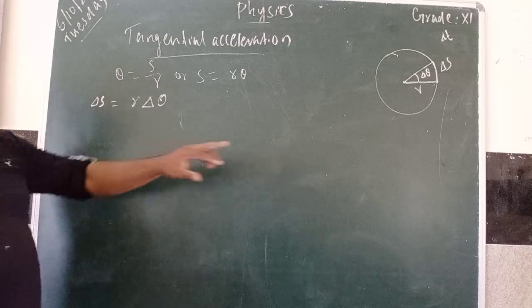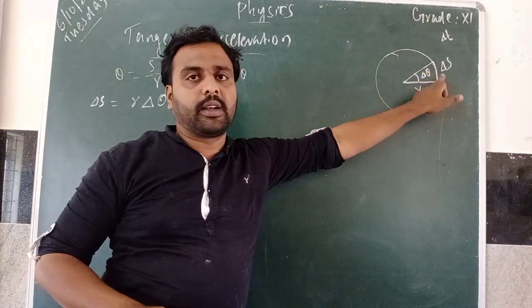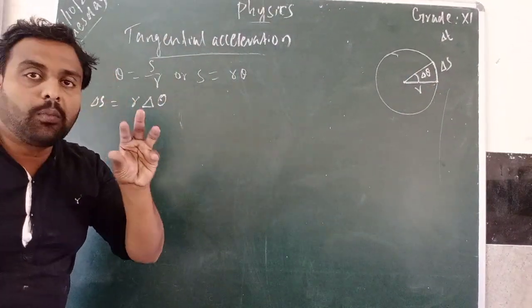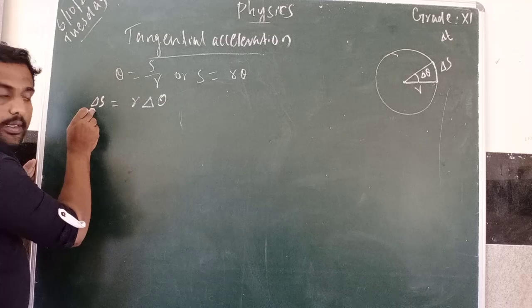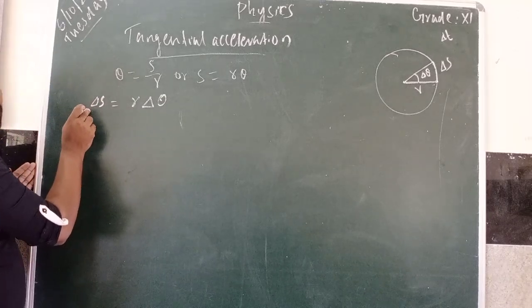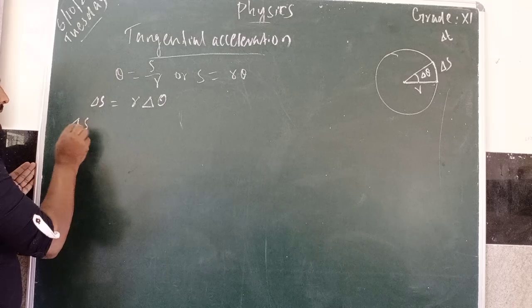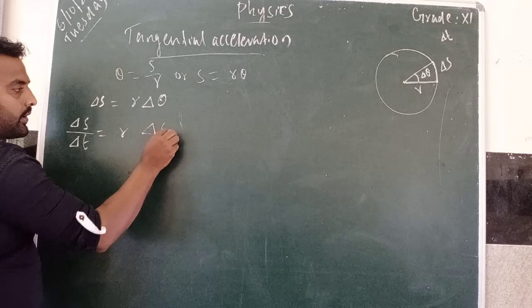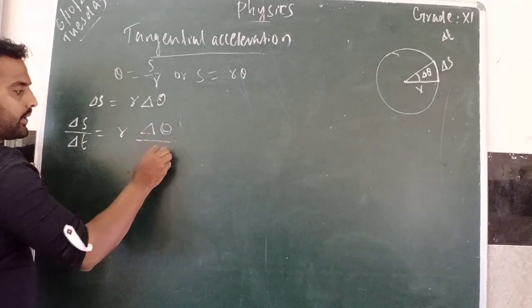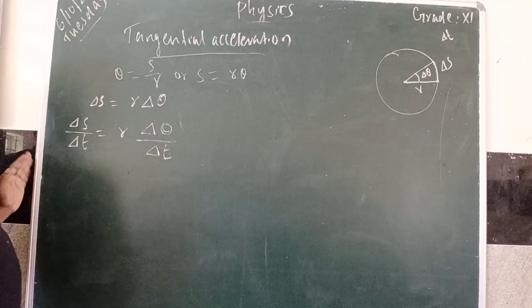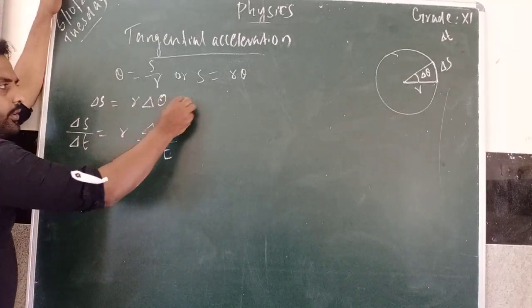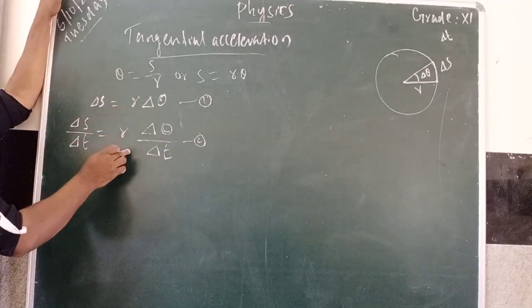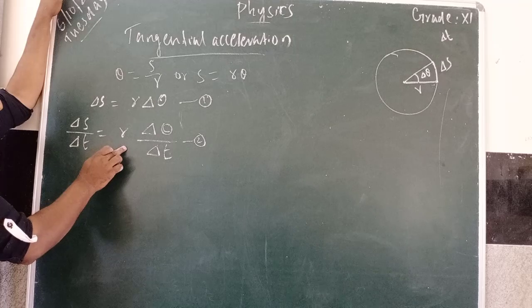Now you see here there is a displacement, with respect to some time. So the same equation you have to write with respect to time. You can write delta s by delta t is equal to r delta theta by delta t. This is the same equation. You can write 1, you can write 2. So the equation we are writing is in terms of time.